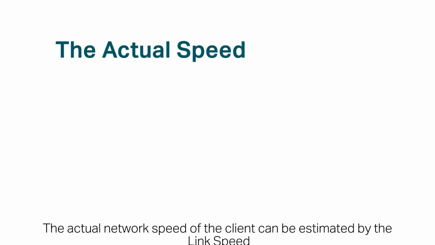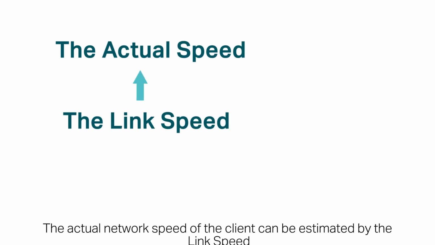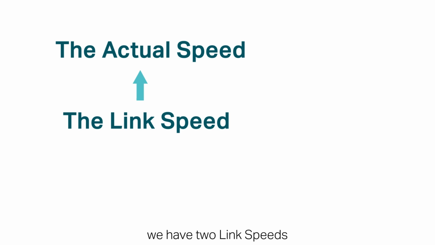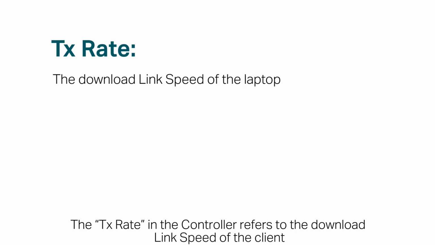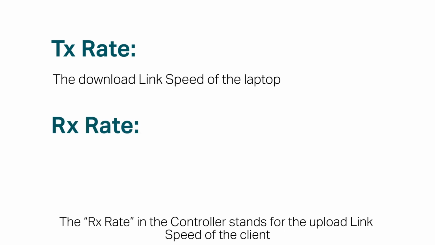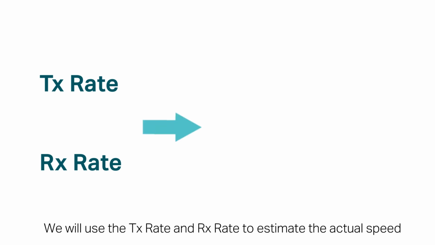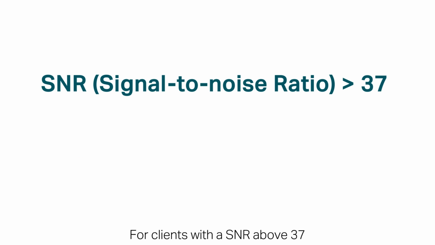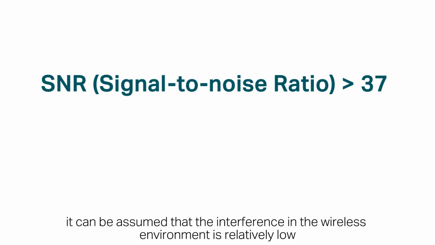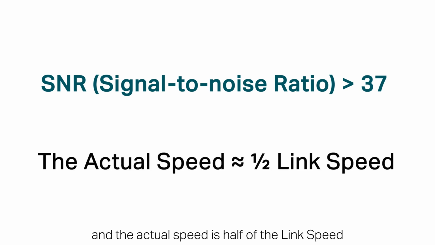The actual network speed of the client can be estimated by the link speed. In the above steps, we have two link speeds. The TX rate in the controller refers to the download link speed of the client. The RX rate in the controller stands for the upload link speed of the client. We will use the TX rate and RX rate to estimate the actual speed. For clients with an SNR above 37, it can be assumed that the interference in the wireless environment is relatively low, and the actual speed is half of the link speed.